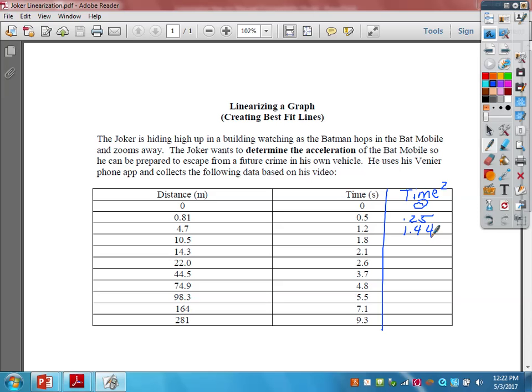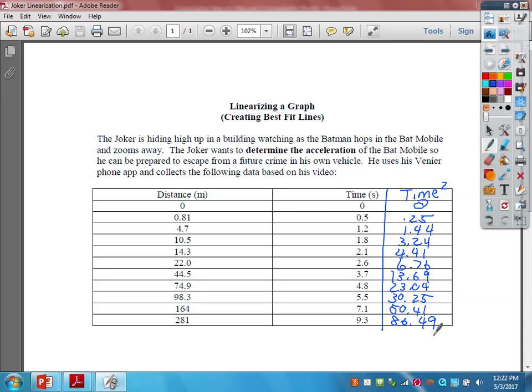1.44, 3.24, 4.41, 6.76, 13.69, 23.04, 30.25, 50.41, and 86.49. Okay, so what did I do?